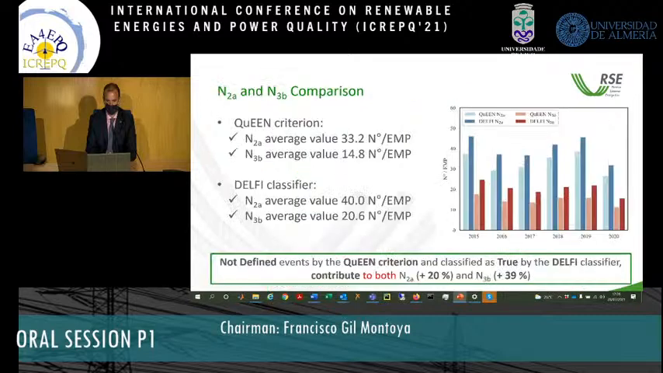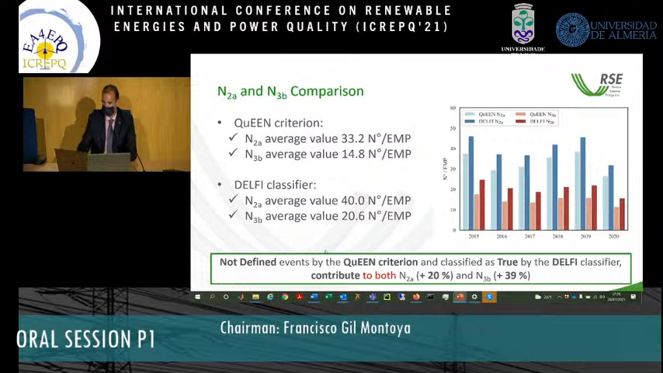But the most important thing is that these events, which are now true events instead of not defined events, have to be counted when we evaluate the power quality matrix. They are not negligible, because as we can see, if we evaluate the N2A and the N3B by using the true events classified by the Queen criterion, we reach an average value of 32.2 and 14.8, while if you use the true events classified by the Delphi classifier, we have an N2A equal to 40 and an N3B equal to 20.6.